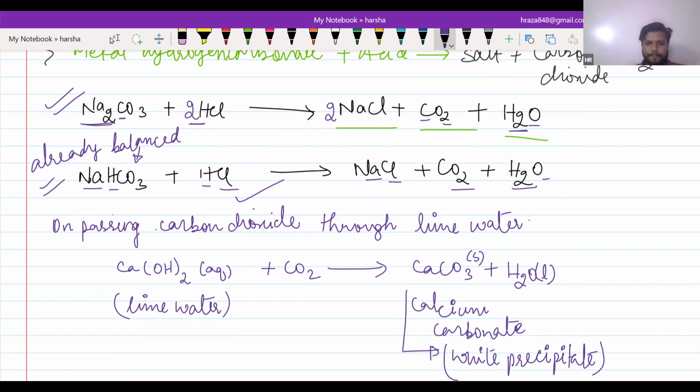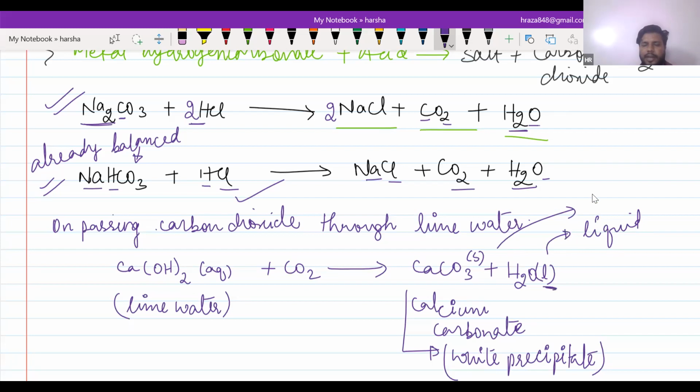Sir, what is that after H2O in bracket? L is for liquid. This parenthesis represents the physical state. This is liquid.